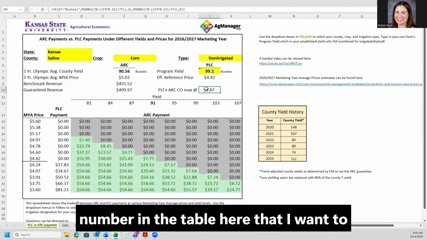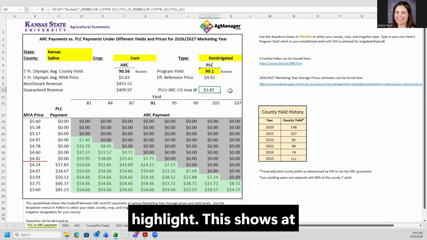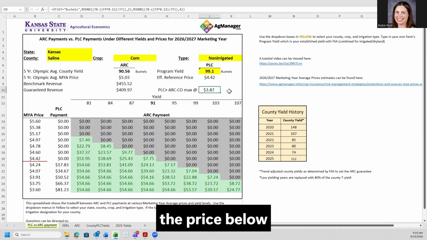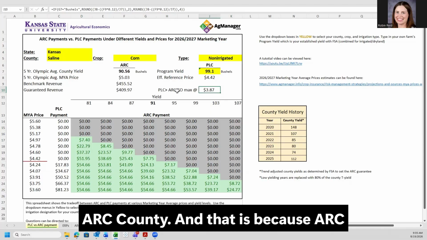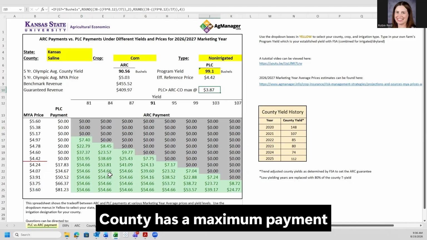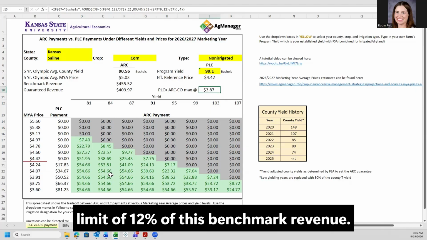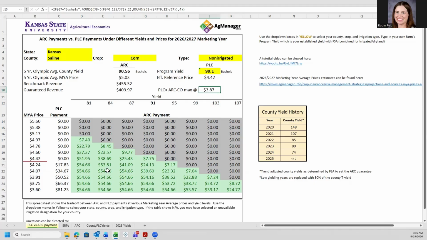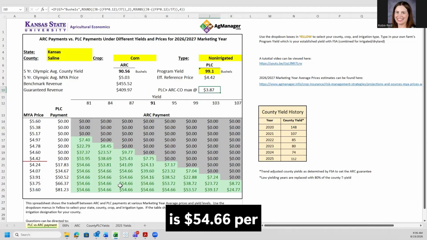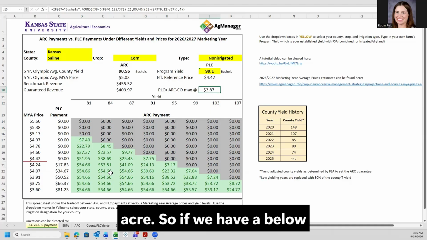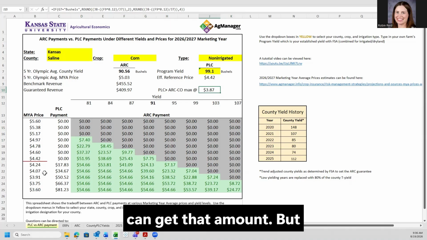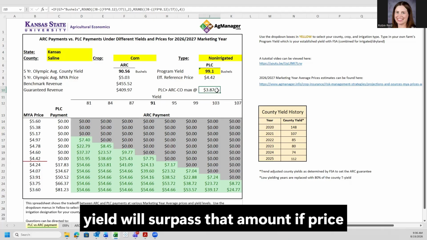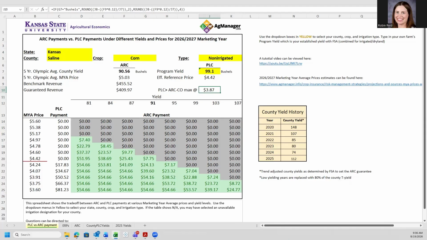Now, there is a number in the table here that I want to highlight. This shows at the price below 387, PLC will pay more than ARC County. That is because ARC County has a maximum payment limit of 12% of this benchmark revenue. So the most we can get out of ARC County is $54.66 per acre. If we have a below average yield, even at a higher price, we can get that amount. But PLC with this program yield will surpass that amount if price gets below 387.